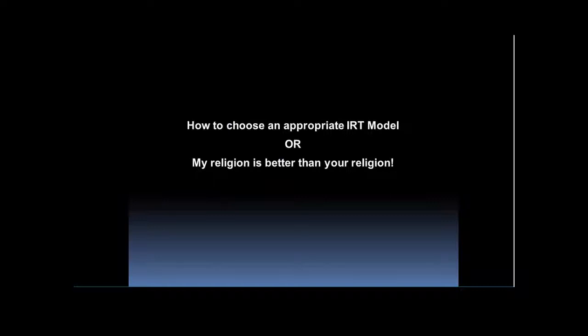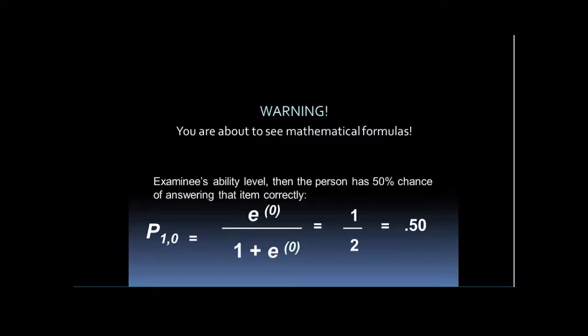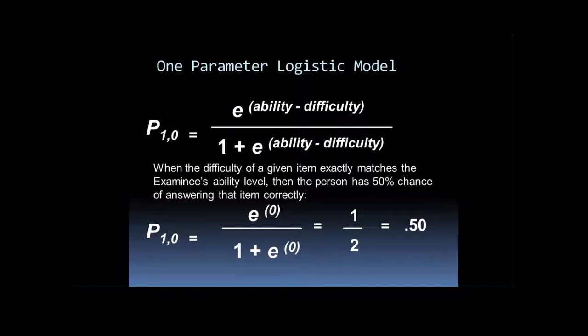So my next section is entitled, How to Choose an Appropriate IRT Model, or My Religion is Better Than Your Religion, because we're getting pretty close to religious differences here, and there is no right answer, although each group who's a proponent of these models will tell you that their model's right. So I did tell you this was the IRT for dummies, but I did a little white lie here. So you're about to see mathematical formulas. If you get anxious about these things, you may want to avert your eyes for a moment.